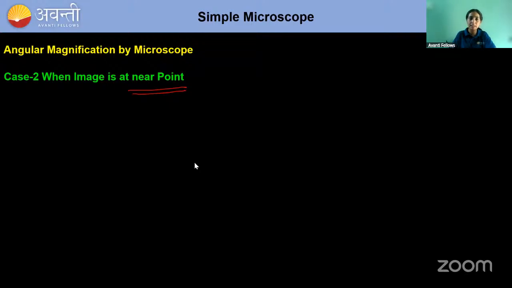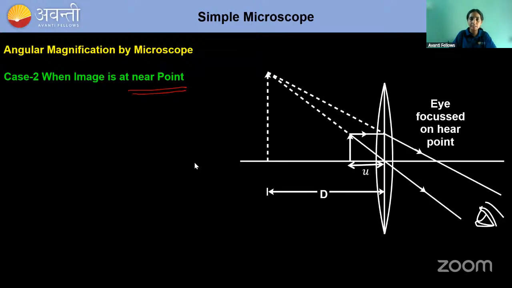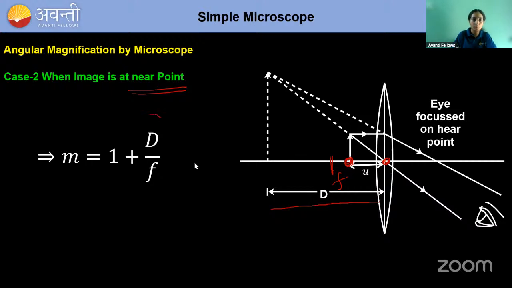So when the image gets formed at the near point, the object must be between the focal length and the optical center, and only then is the final image formed. The final image is virtual, and it is formed at a distance d on the same side of the lens. Here we have done the calculation: the magnification will be equal to 1 plus d by f. Magnification here is greater by 1.